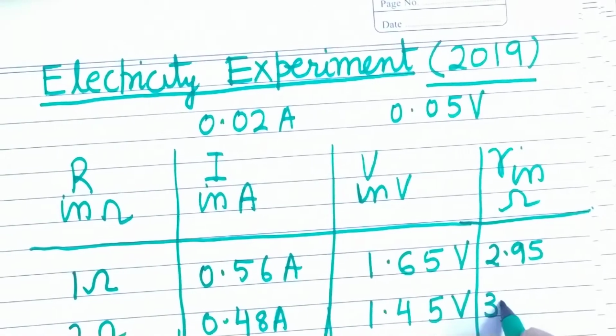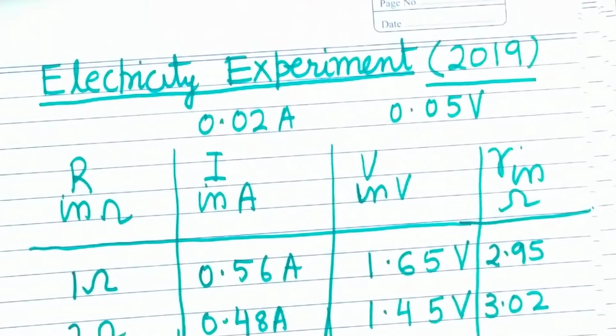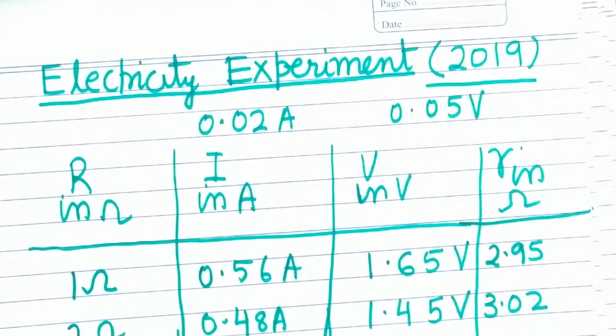Then second one, 1.45 upon 0.48. Divided by 0.48. So it is 3.02. 3.02. Then third, 1.30 divided by 0.44. It is 2.95.